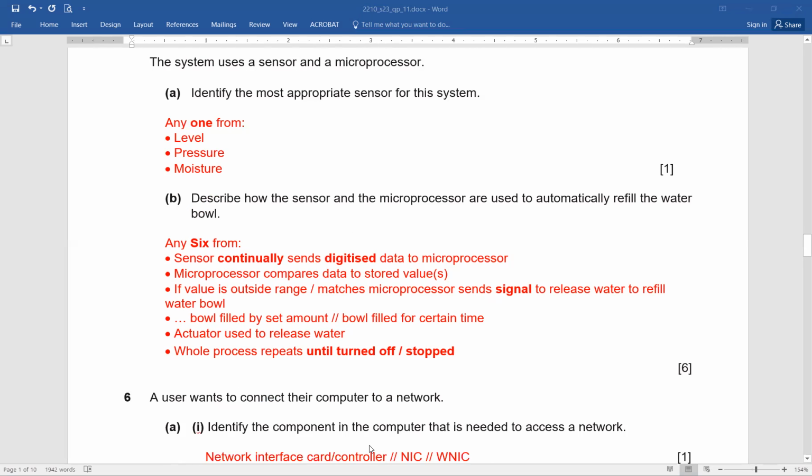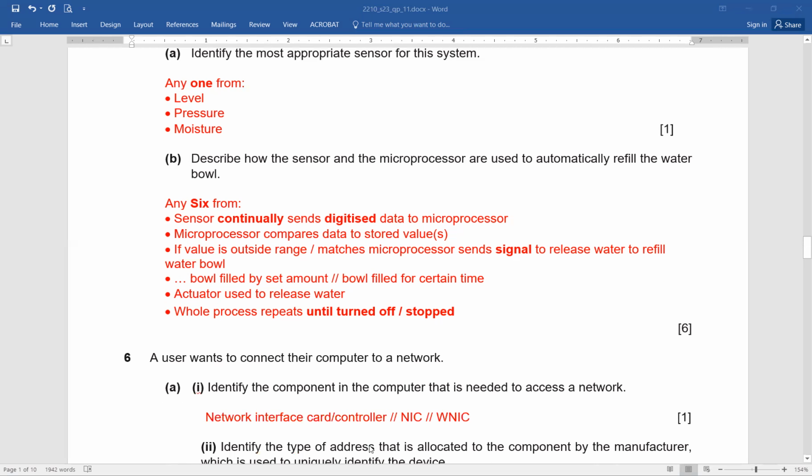Easy? Okay. Now, question number 6. A user wants to connect their computer to a network. Identify the component in the computer that is needed to access a network. So what do you need? You need to access the network. So which component do you need for that?